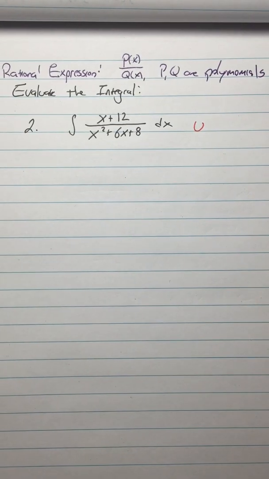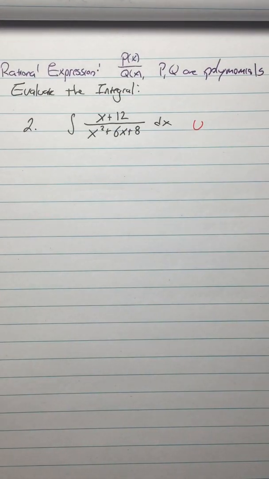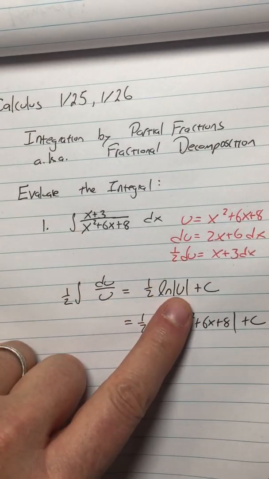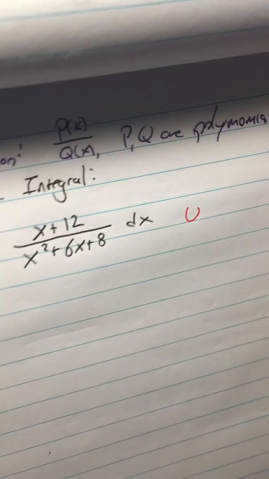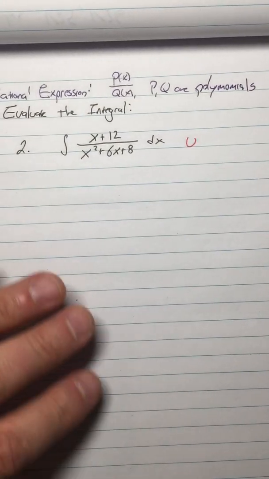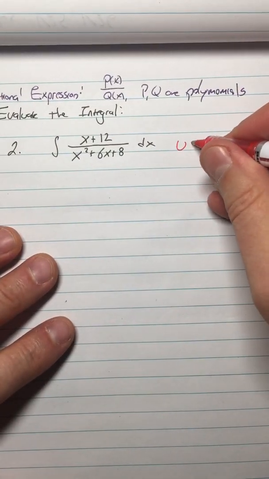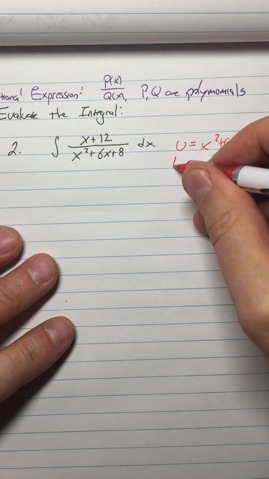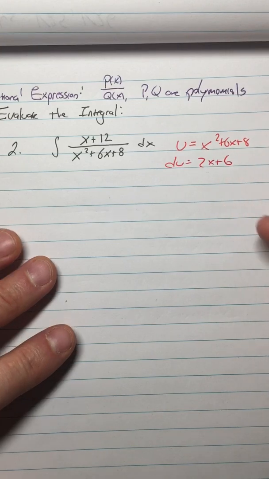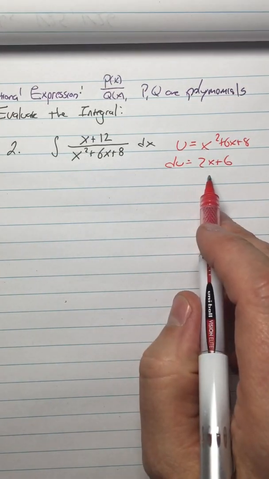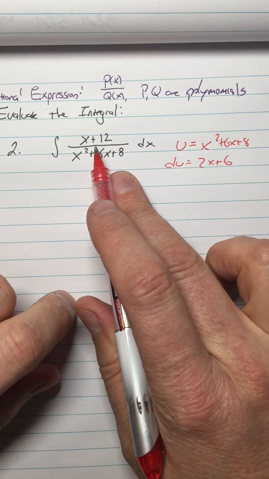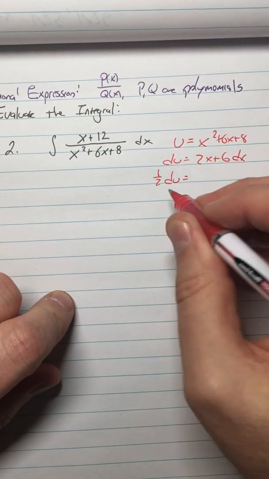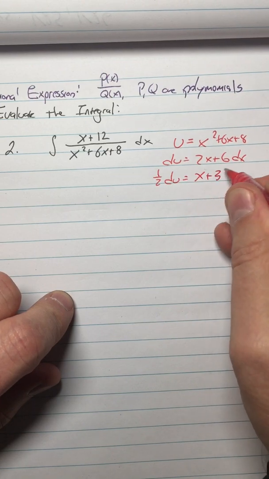All right, so we're going to be looking at a lot of different kinds of rational expressions. This is a rational expression that you can integrate using a u substitution. This is also a rational expression. But if you try to use a u substitution, it blows up. If I try to use u equals the denominator, x squared plus 6x plus 8, then du is equal to 2x plus 6. So the problem is I cannot get 2x plus 6 to match the x plus 12.